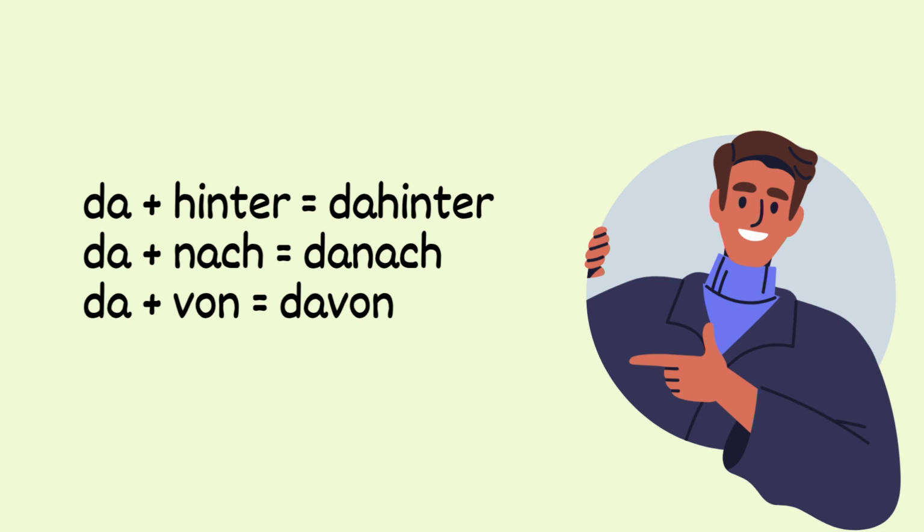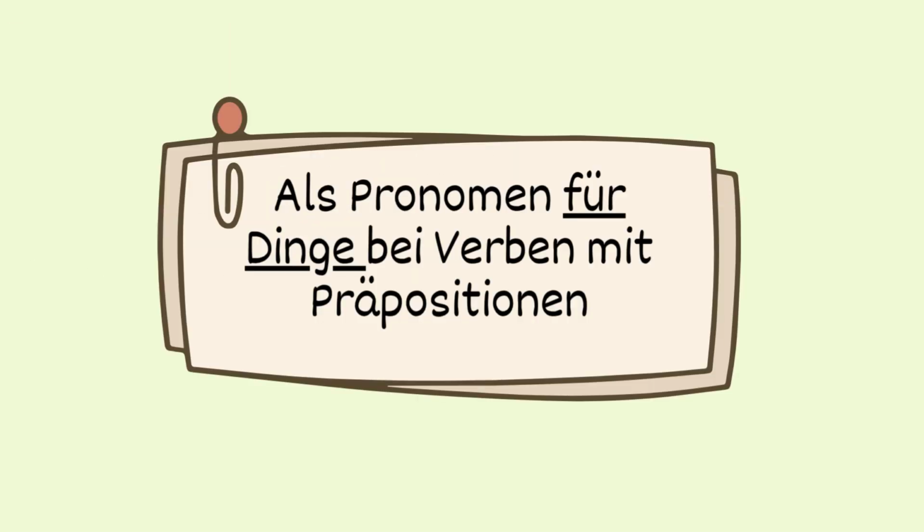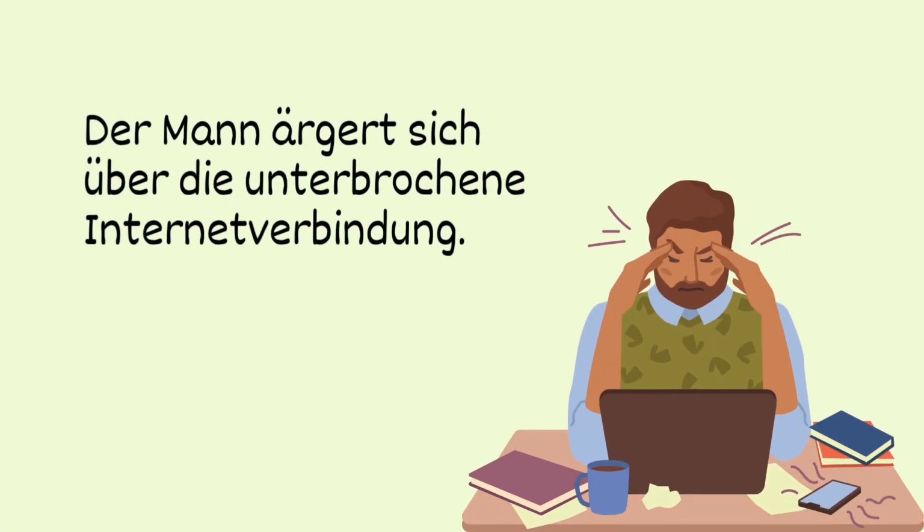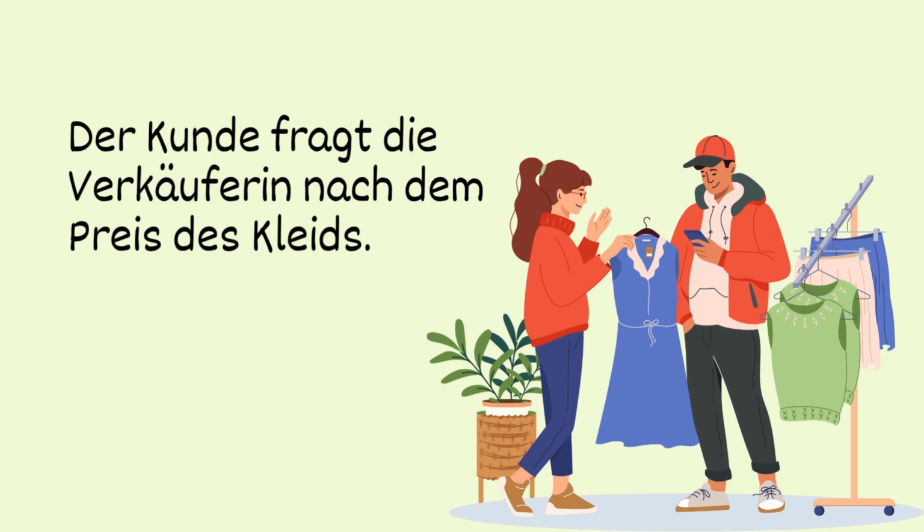Okay? These da words can be used in mainly three categories. First is as pronouns for things using Verben mit Präpositionen. Als Pronomen für Dinge bei Verben mit Präpositionen. We know how to make simple sentences using them, right? Der Mann ärgert sich über die unterbrochene Internetverbindung. Der Kunde fragt die Verkäuferin nach dem Preis des Kleids.